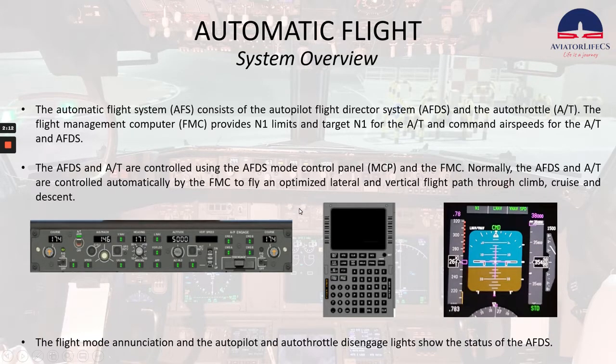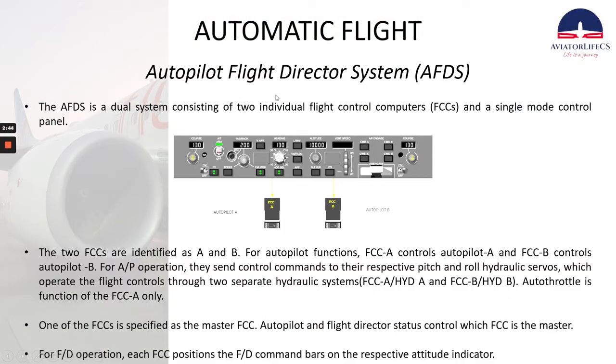Normally, the AFDS and autothrottle are controlled automatically by the FMC to fly an optimized lateral and vertical flight path through climb, cruise, and descent. The flight mode annunciator, or FMA, which you can see here, and the autopilot and autothrottle disengaged lights show the status of the AFDS, the autopilot flight director system.